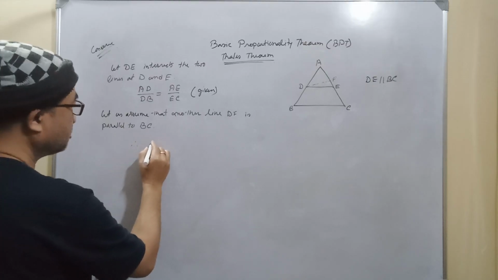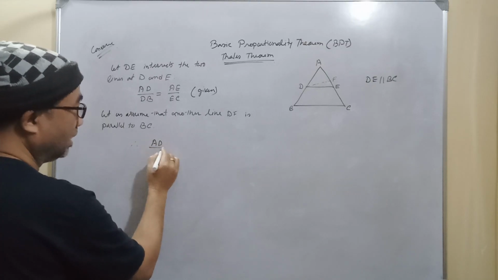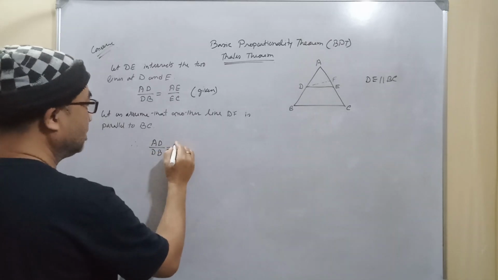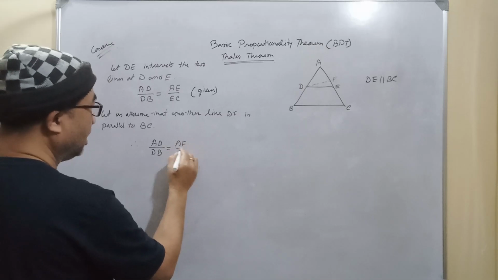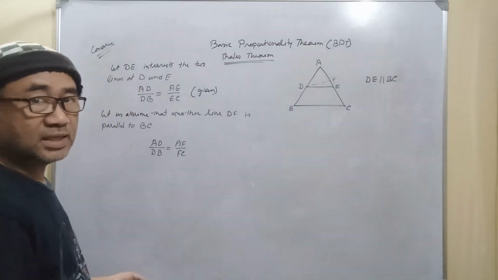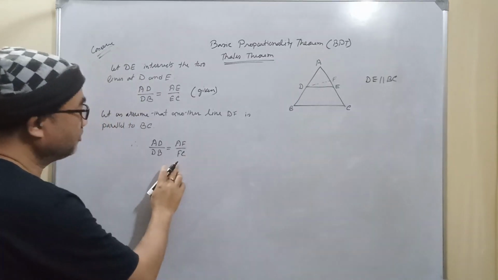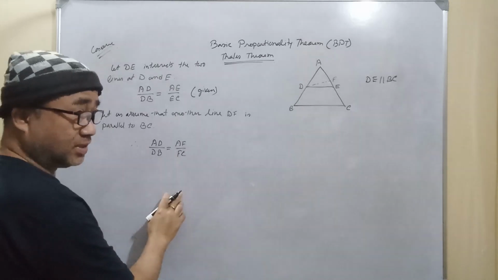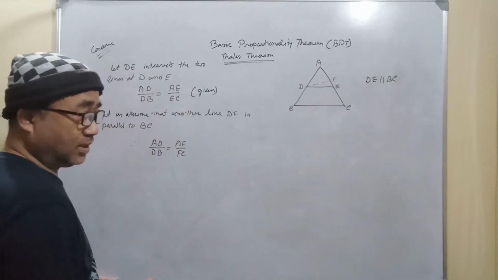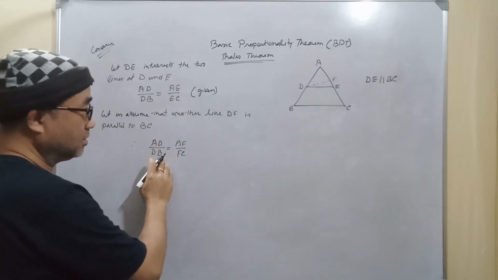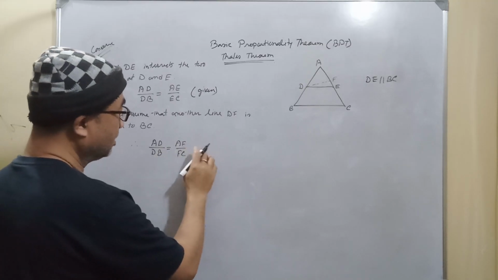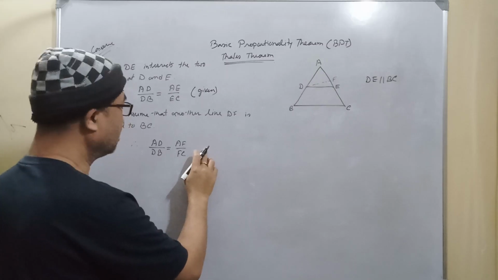Hence, AD by DB is equal to AF by FC. BPT, Thales Theorem. Thales Theorem tells us that when a line is drawn parallel to one side, then it will divide the other two sides in the same ratio. So according to BPT or Thales Theorem, this is true.